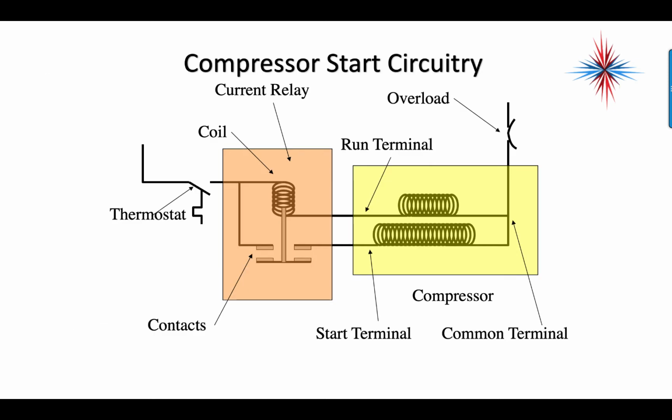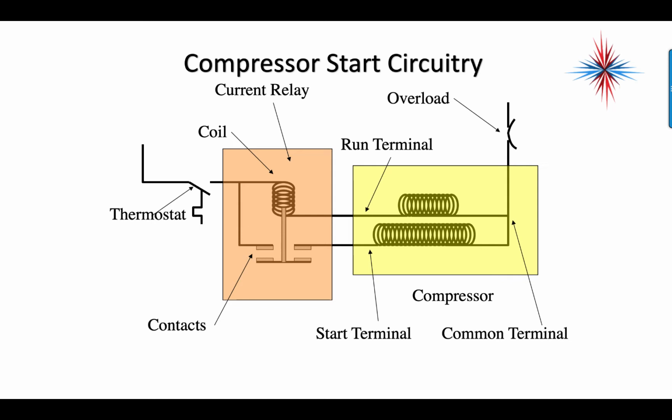So this is an example of a current coil start relay. Okay, when the thermostat calls, there's a very high starting amperage on the coil, which is, believe it or not, in the run winding. It's in series with the run winding. What that does, it closes the contacts and pulls the start winding into the circuit.